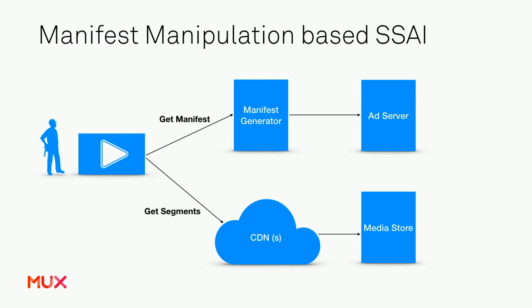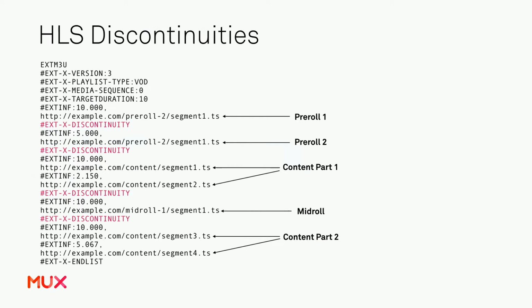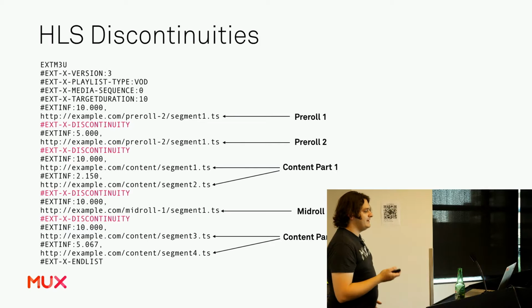You have a manifest generator, you have to scale that pretty high because you want a different manifest per user, and pretty much just a traditional media store and CDN arrangement. This is what it looks like in the manifest. Should be pretty common to most people.